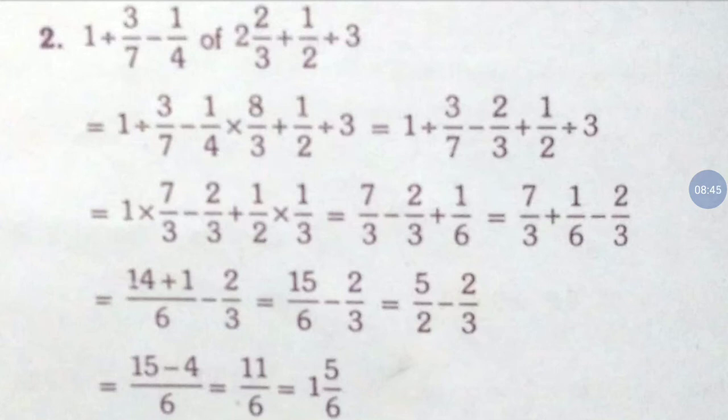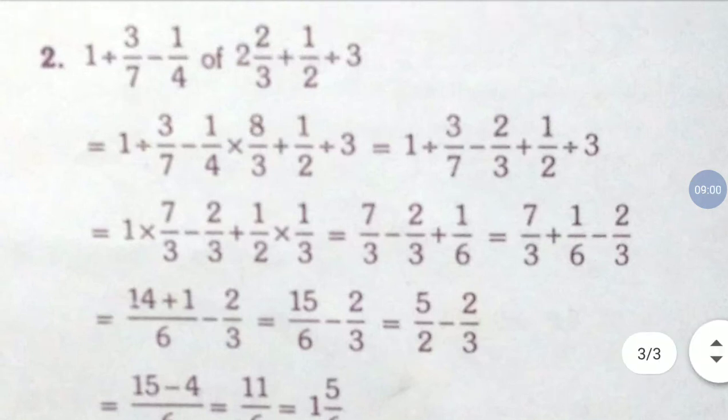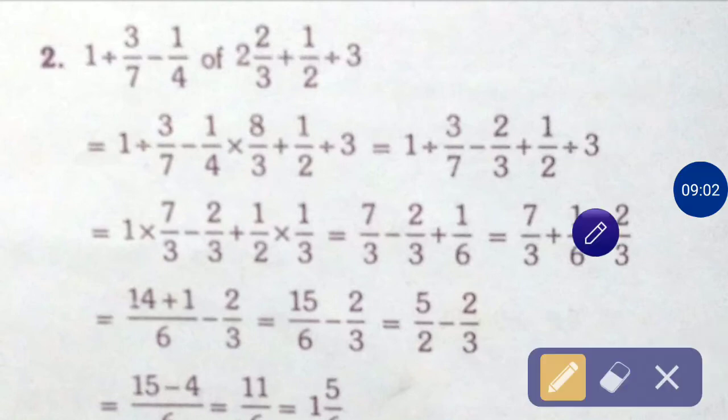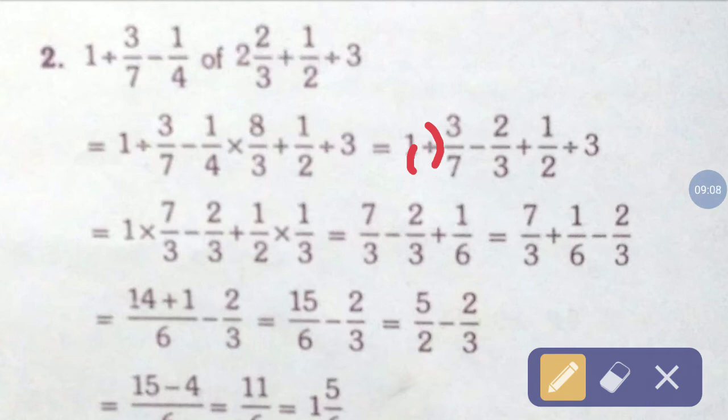So now what we have to do, we have to first of all do the division according to our rule. So 1 divided by 3 by 7. What we are going to do, we are going to convert this division sign into multiplication and then take the reciprocal of the second term. That will be 1 multiplied by 7 upon 3. Again here also the division. So division will be converted into multiplication and the reciprocal of the second term. That will be 1 by 3.